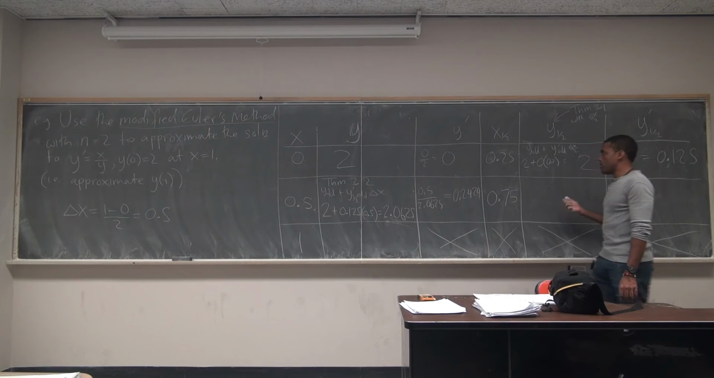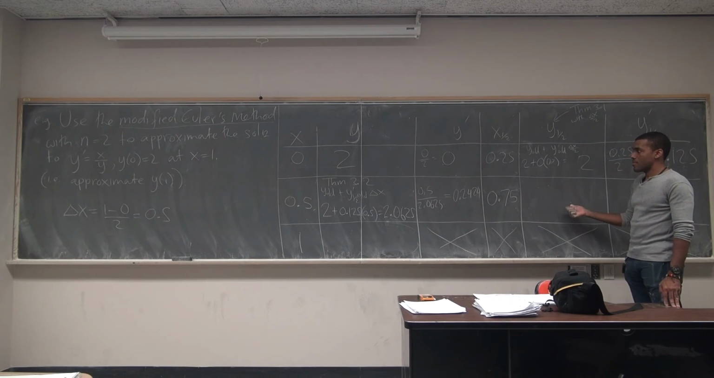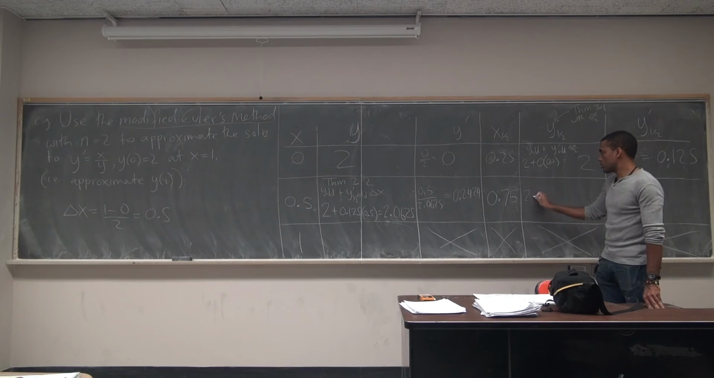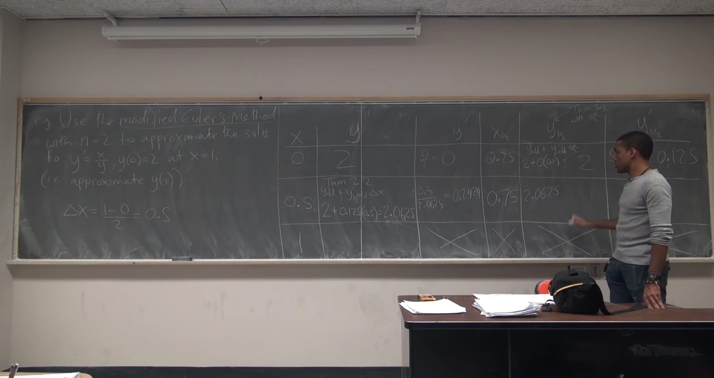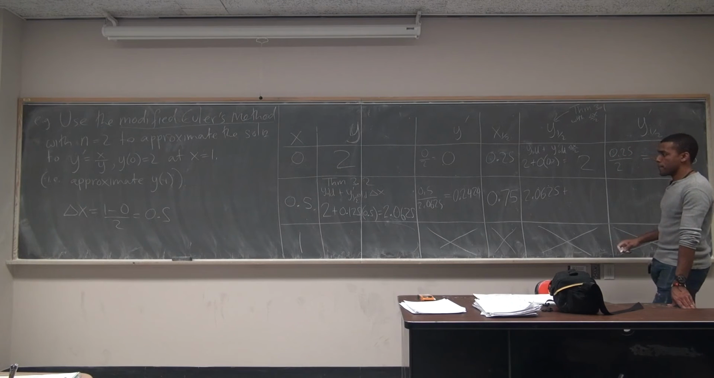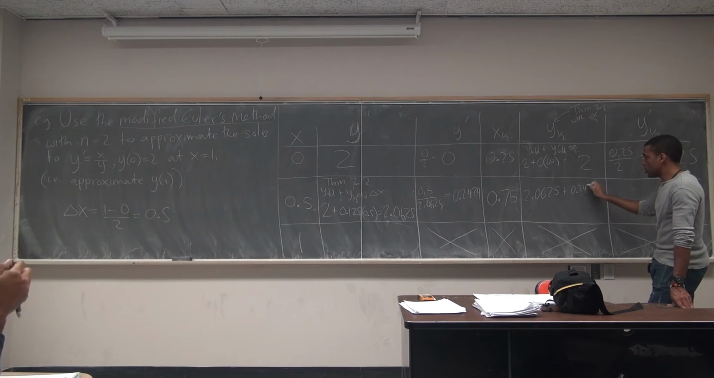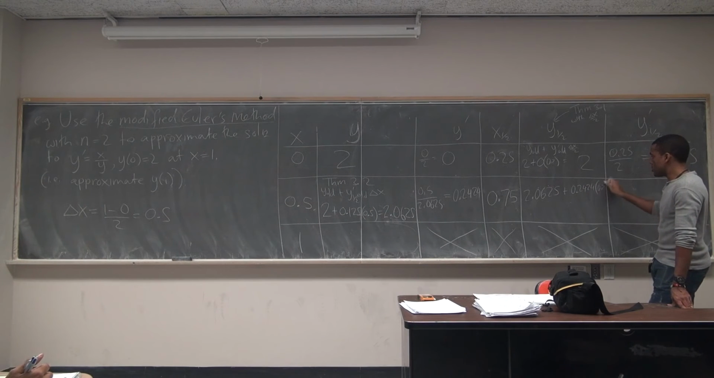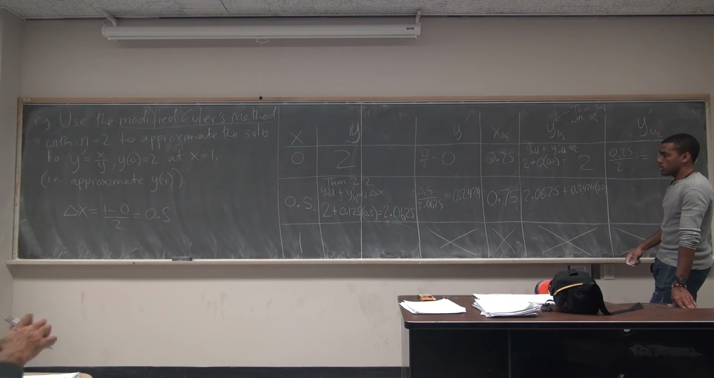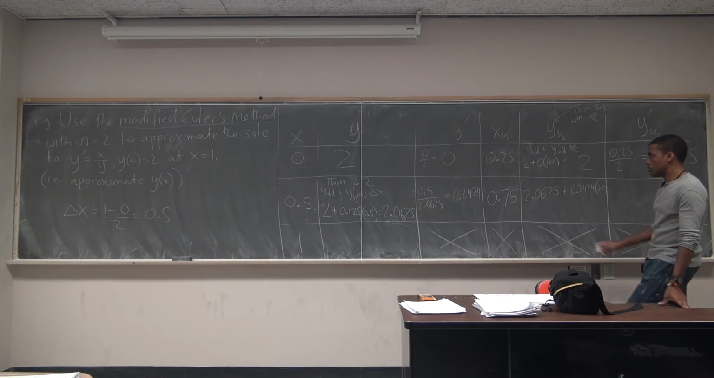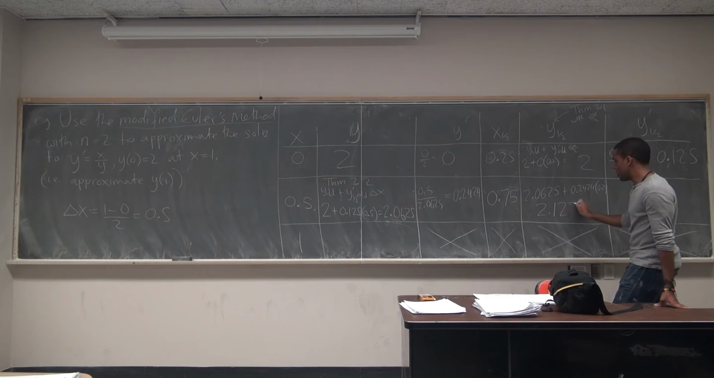Okay. How do I find this one? It's 2.0625 plus 0.2424 times 0.25. What is that? 2.123106.